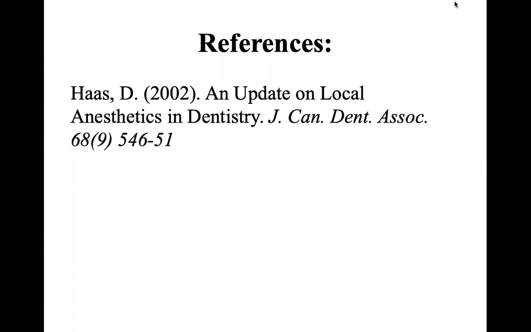Dr. Rabia, thank you for the presentation. Does topical anesthetic with benzocaine cause an allergic reaction for patients with ester allergies?